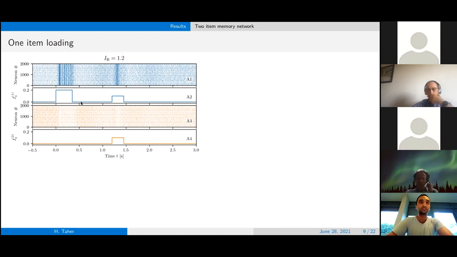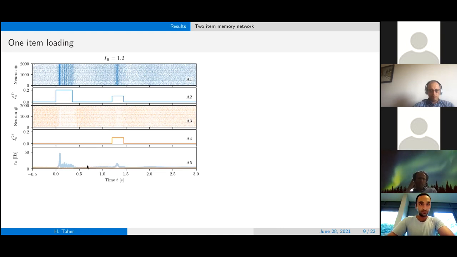This first rectangle pulse is targeted only at the blue one. So orange receives nothing, while the second one can be seen as some sort of unspecific readout signal. It is applied to both populations, but only the blue one emits one of these synchronized bursts.